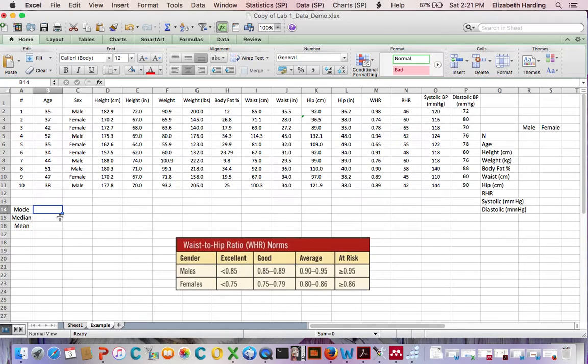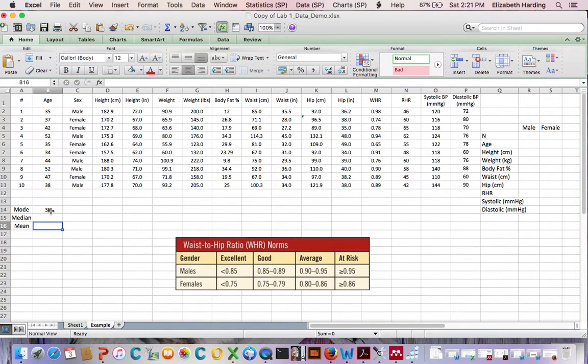So we can find that in Excel just by typing equals mode, parenthesis, and then going ahead and selecting that data, parenthesis. And so we see that the most frequent score, or at least of age amongst our 10 subjects, is 35. Okay. Now, a curve can certainly be bimodal. So for instance, if I was going to change this to 52, then that means we have two 35-year-olds and two 52-year-olds. How would Excel calculate that?